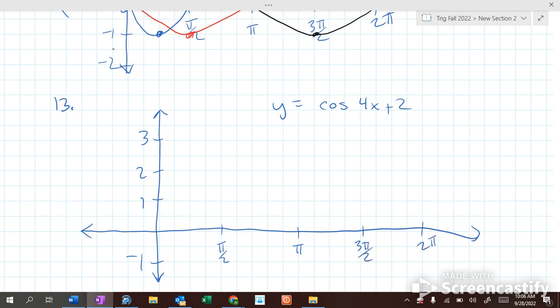Why did I go 4 spaces to get to pi over 2? Why didn't I just go 3 or 6 or 12, or why did I say 4? Because my period is divisible by 4. And you want to use a number that's divisible by the period, because 2 pi divided by 4 winds up to be pi over 2. So everything's going to end up in that little space there.